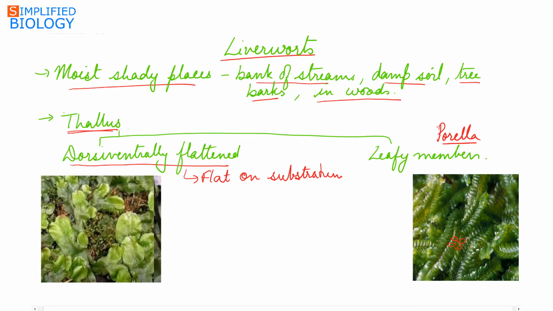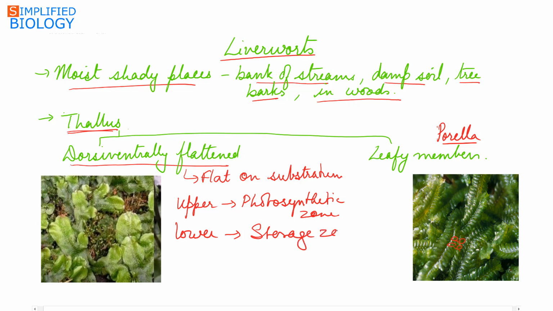Now, most liverworts are dorsiventrally flattened. Internally, the thallus can be divided into 2 parts. The upper part of the thallus is the photosynthetic part, which consists of chloroplasts that can undergo photosynthesis, while the lower part is the storage zone. And the thallus is attached to the substratum by unicellular rhizoids.